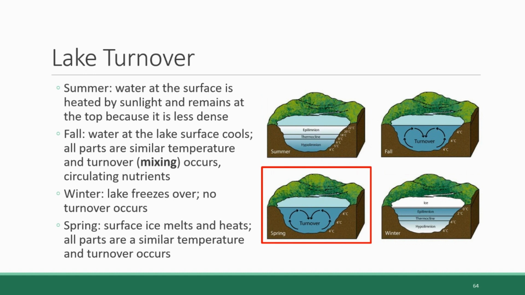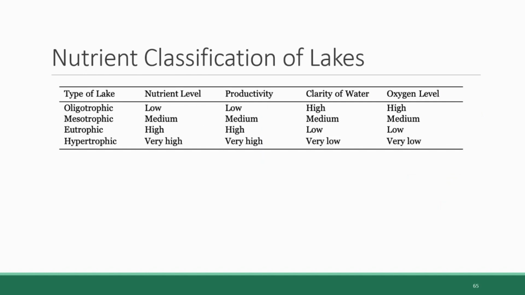However, some lakes just don't have a lot of nutrients at all. In fact, the nutrient content of lakes varies greatly from lake to lake. And there are actually different terms that are used to classify lakes based on their nutrient content. And this table here lays them all out. And then it also tells you in the other columns some of the characteristics of each type of lake that arise from its nutrient content, including its productivity, clarity of the water, and oxygen level.